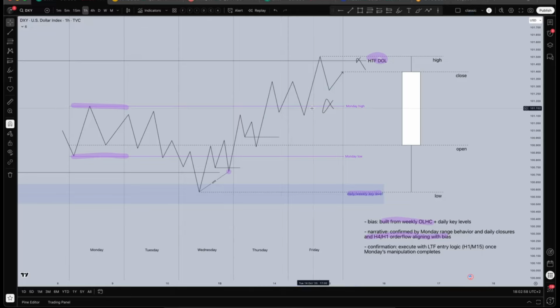The next step, what you want to watch out for, is once price is trading above the Monday range high. If you want to see a continuation the next day, you want to see the daily candle of that day close above the Monday range high.